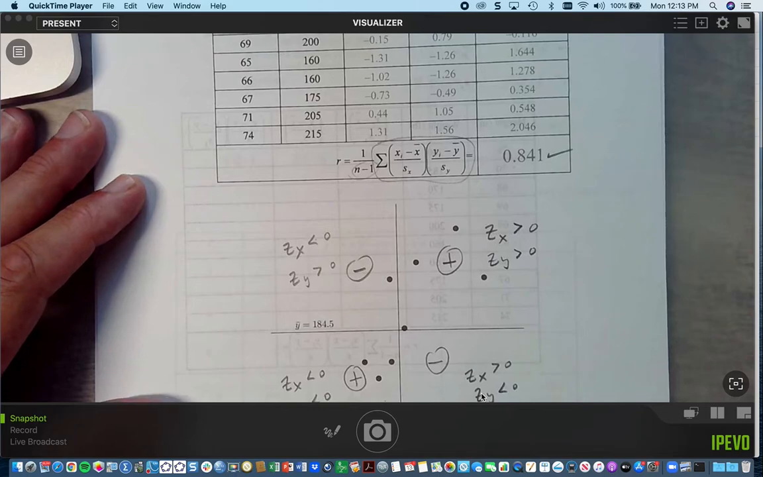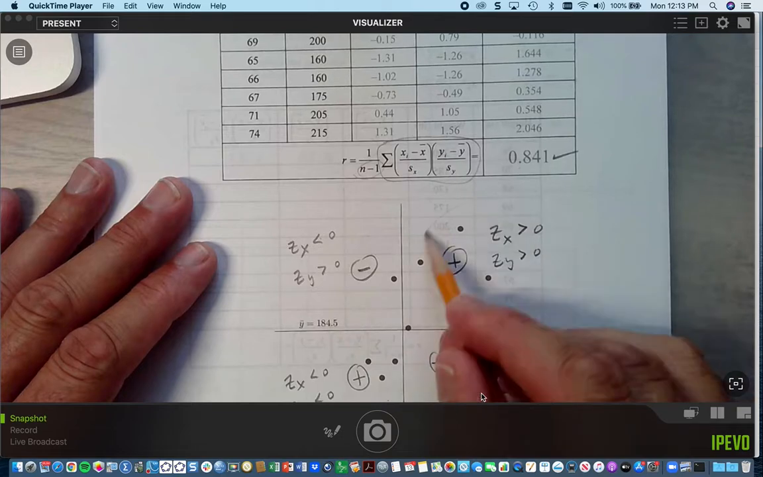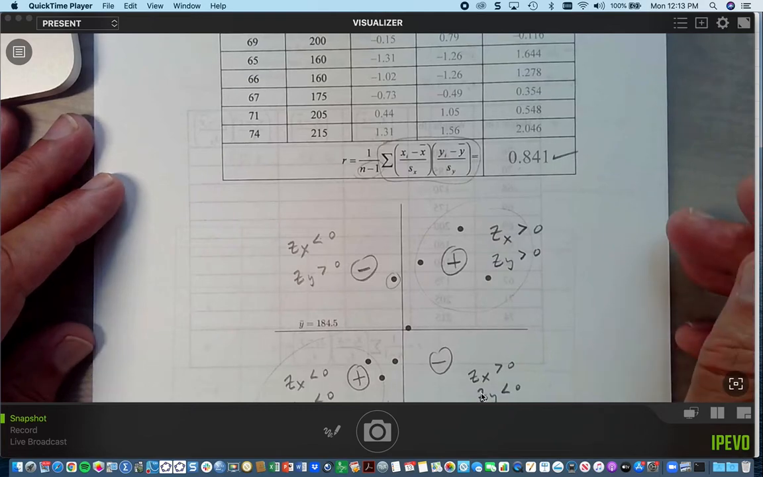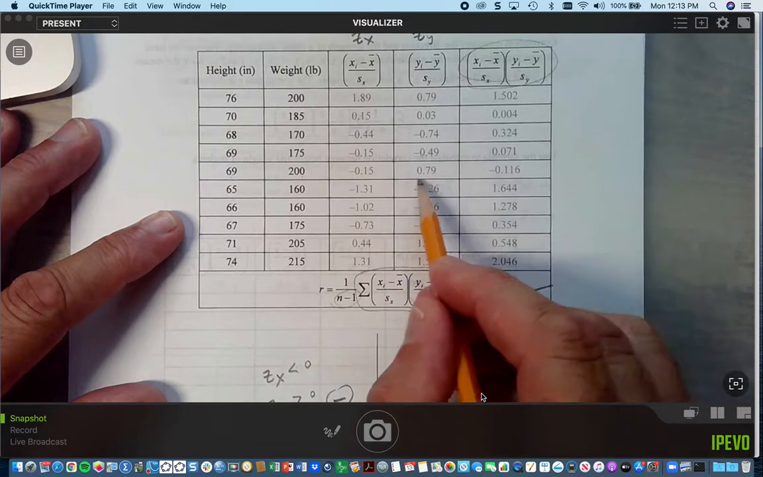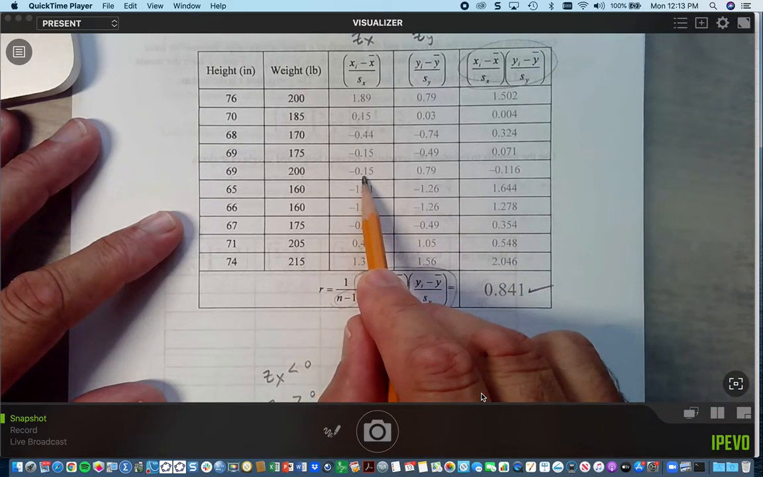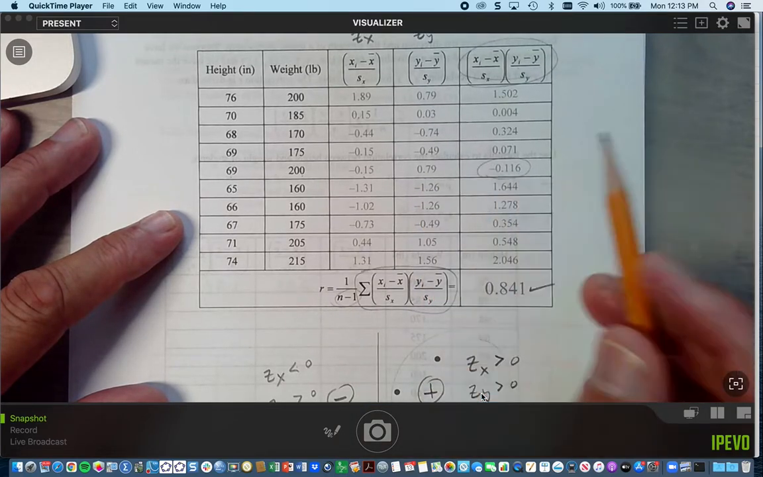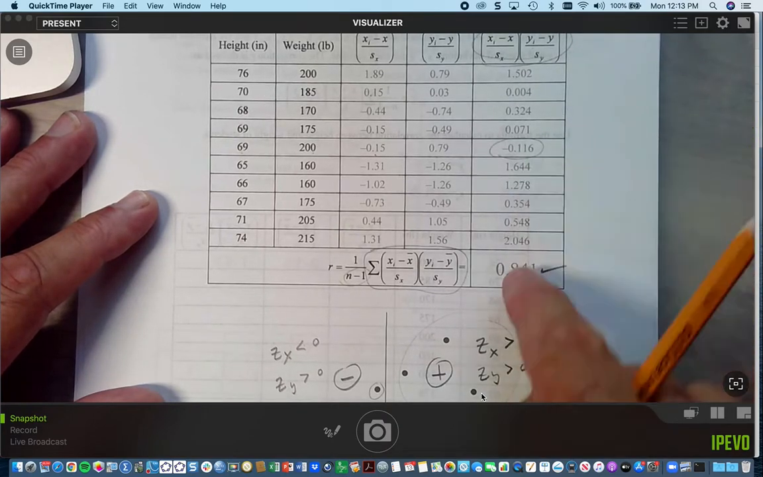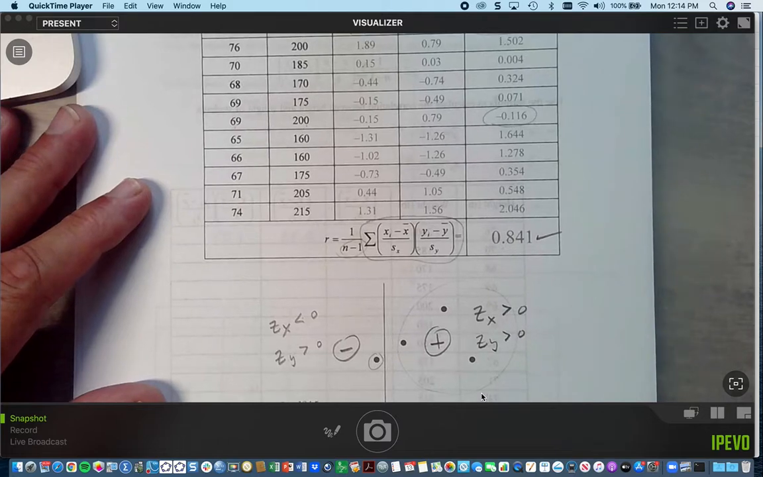And so if you look at where all of our points are, all of our points lie in this first quadrant or this third quadrant, except for this one point here. Okay, and that point is this one. It's 69,200. It has a negative z-score for the height, but a positive z-score for the weight. And then you end up getting a negative product. Okay, but because there's only one negative number in there, we end up still with this thing being relatively large and positive, 0.84.